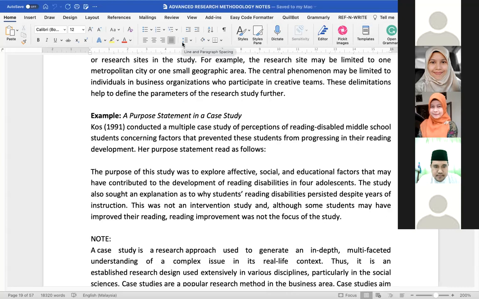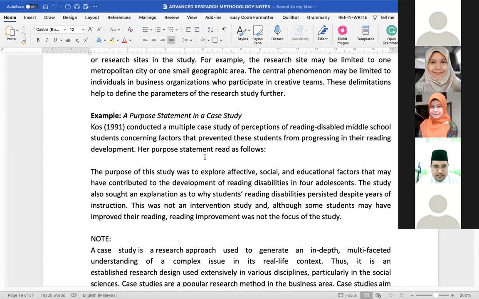Okay, let's continue with the purpose statement in a case study. A case study is a type of qualitative research. So this is just an example. Course 1991 conducted a multiple case study of perceptions of reading disabled middle school students concerning factors that prevented the students from progressing in their reading development.